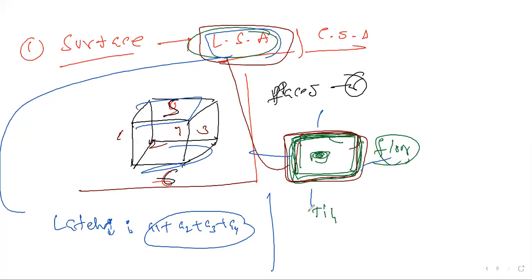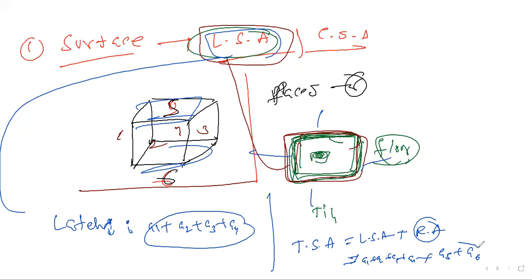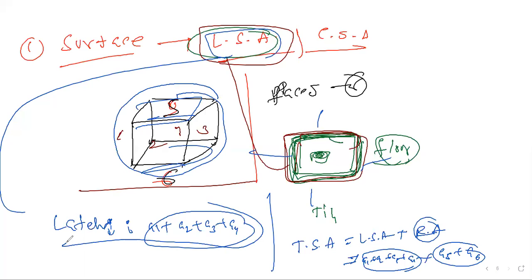This is lateral. Next, total surface area means lateral surface area plus the rest of the areas. The lateral surface area is A1 plus A2 plus A3 plus A4. The rest of the area means A5 and A6. This is the rest of the area, and this is the lateral surface area. So if they ask for the area of a cuboid, you have to find the lateral area and the rest of the area, and then add both.